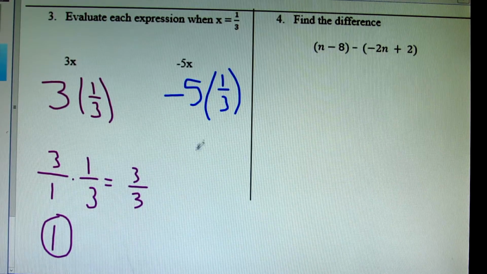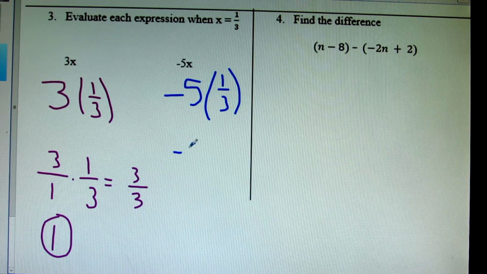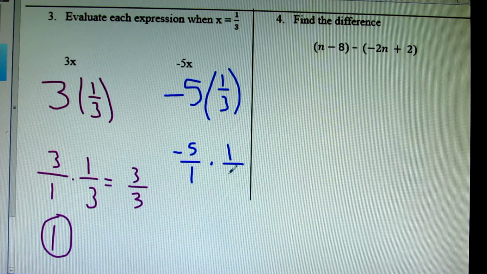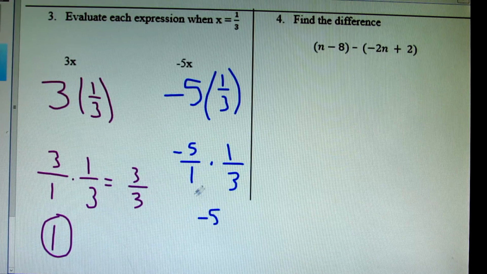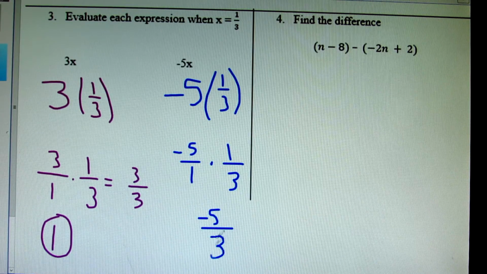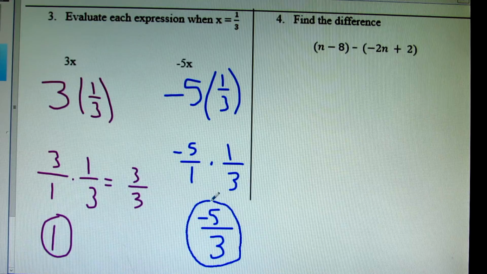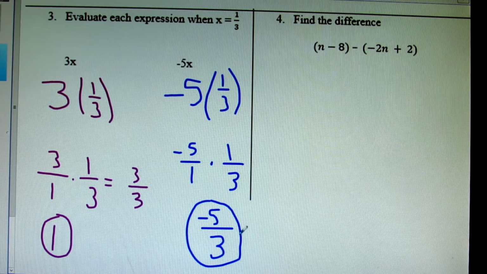Alright, Demetrius. How do I change 5 into a fraction again? And put it over 1 times 1/3. This one's not a property. I just have to multiply across. Negative 5 times 1, negative 5. 1 times 3, that's 3. And I'll just leave it like that. Okay, final answer, negative 5/3.